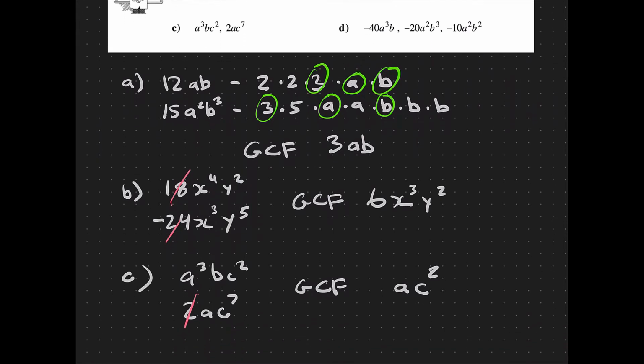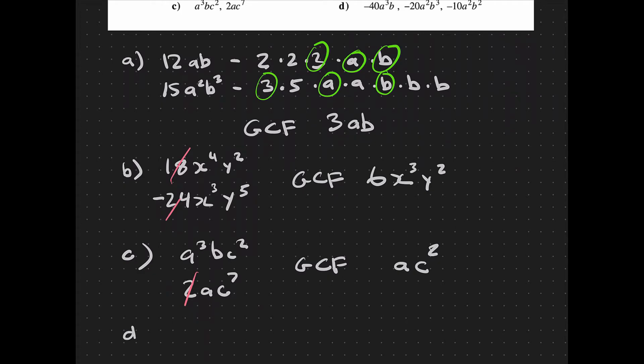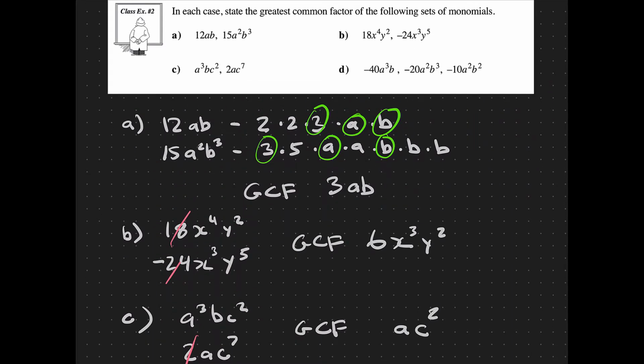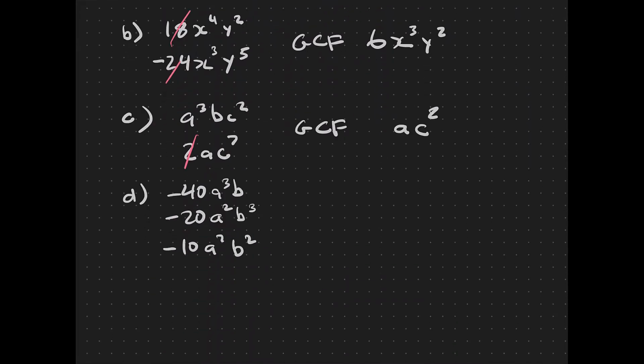Okay, and the fourth one, which is D, basically instead of looking at 2 of them, we're trying to find something that's common between all 3 of them. So negative 40 a cubed b, negative 20 a squared b cubed, and negative 10 a squared b squared. Okay, just make sure I wrote that down correctly. I did.